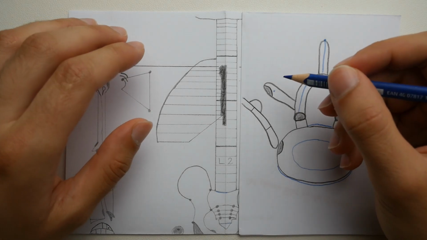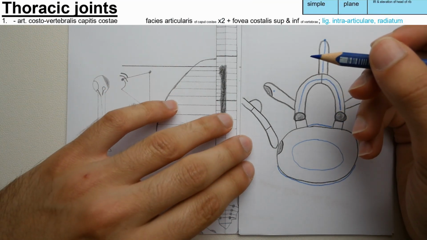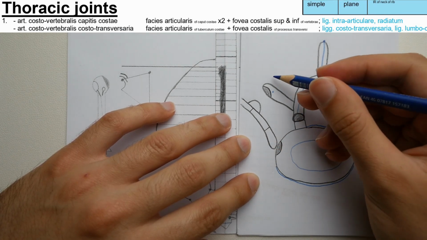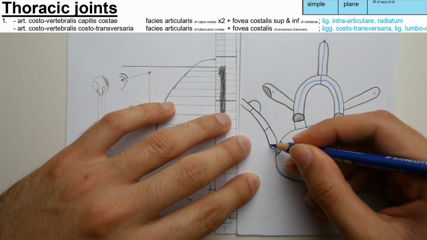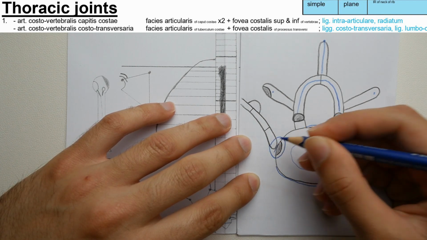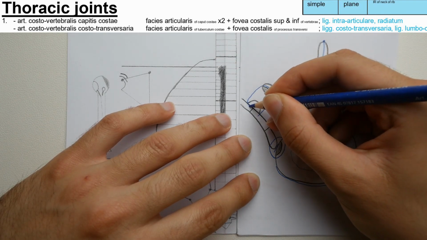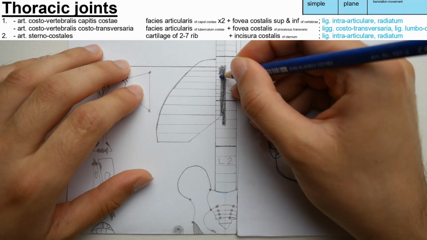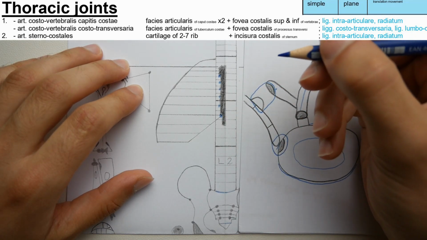The thoracic joints are formed by the junction of the ribs with the spine dorsally and sternum ventrally. Dorsally there are the articulatio costovertebralis capitis costae and costotransversaria, with ligamentum intraarticulare and ligamentum radiatum, as well as ligamentum costotransversarium and ligamentum lumbocostale. The articulatio sternocostalis is also stabilized by ligamentum intraarticulare and radiatum.